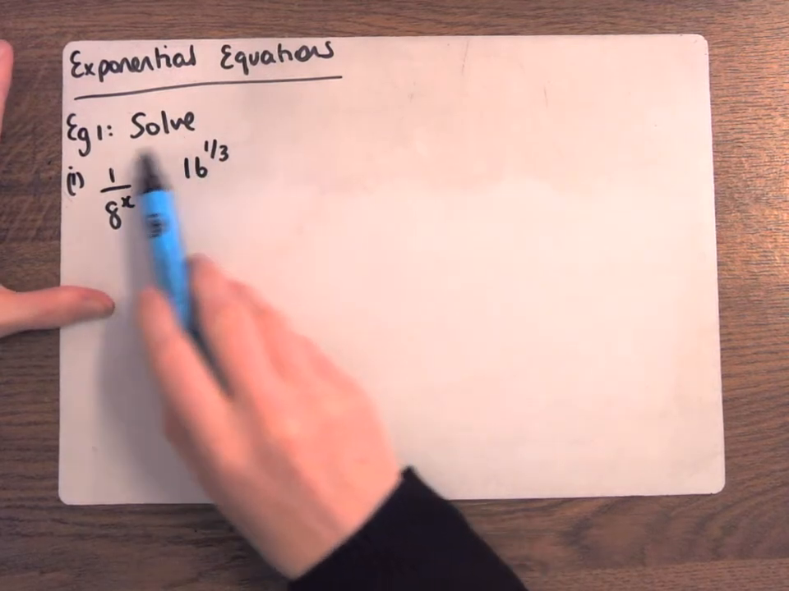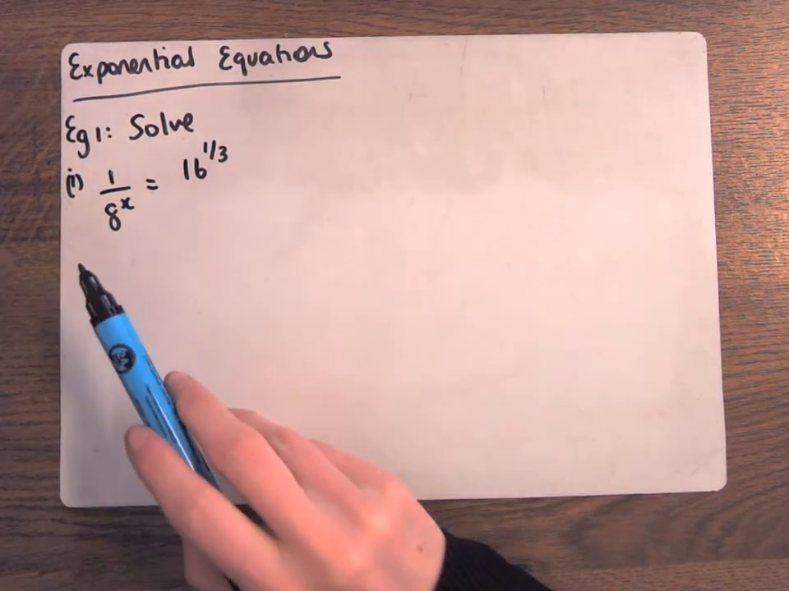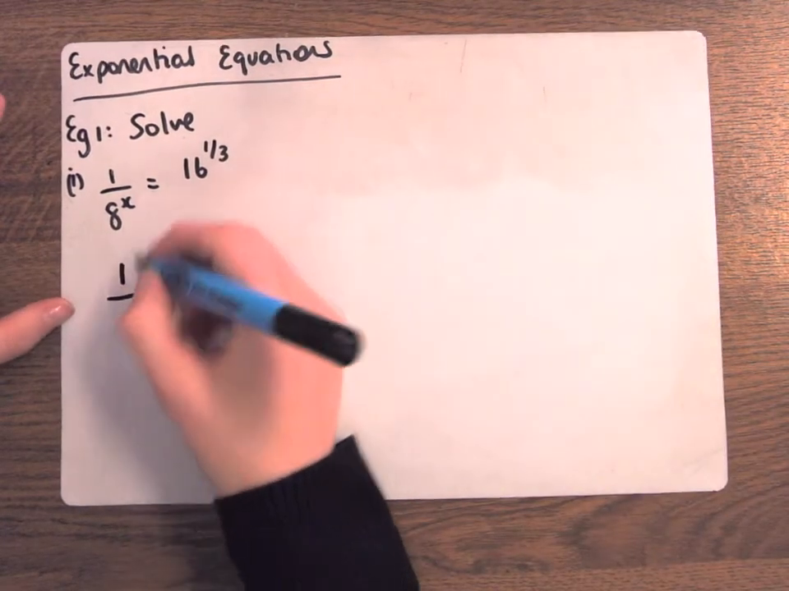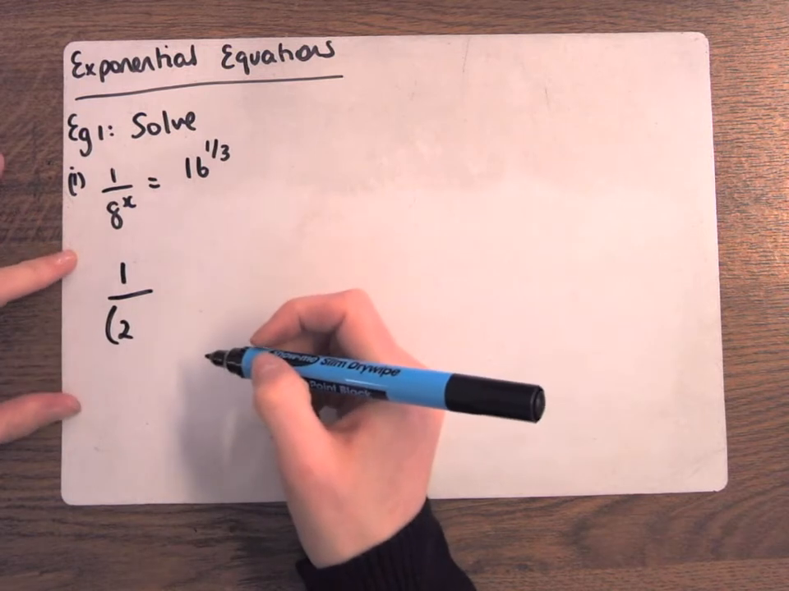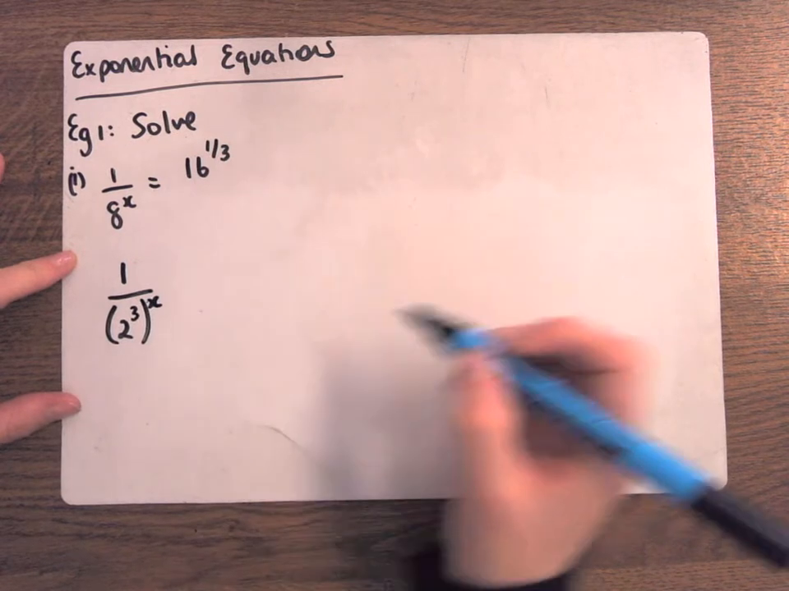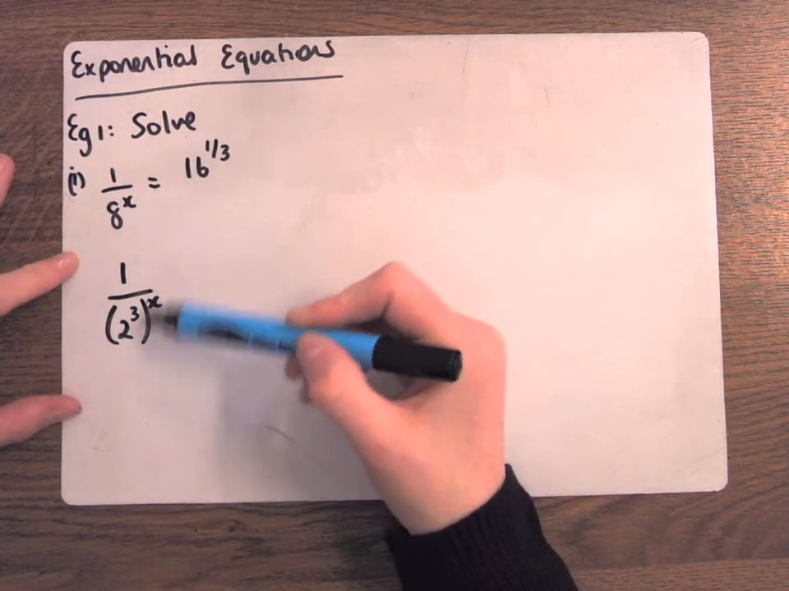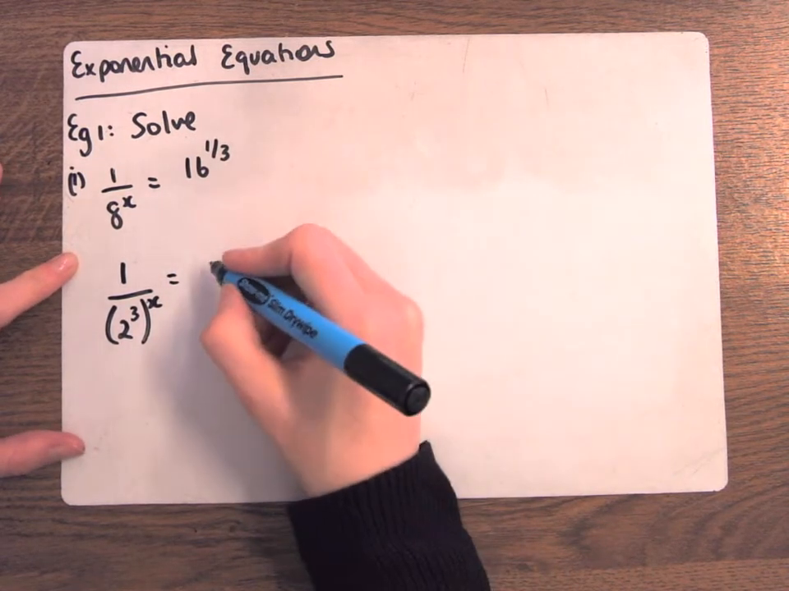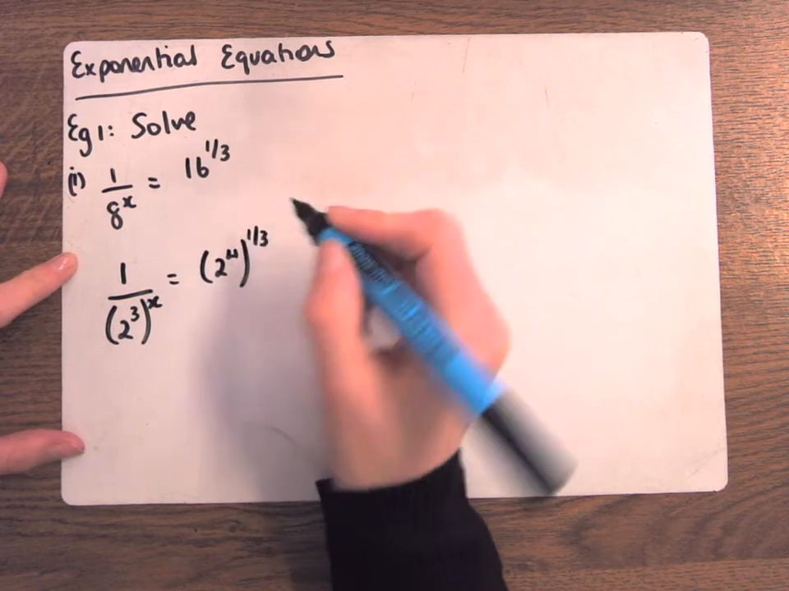So I'm dealing with 8 and 16. What base am I going to use? 2. So let's change everything to a base of 2. This question becomes, instead of 8, it's 2 to the power of 3, to the power of x. I'm just replacing that number with 2 to the power of something. And 16 is 2 to the power of 4, to the power of a third.